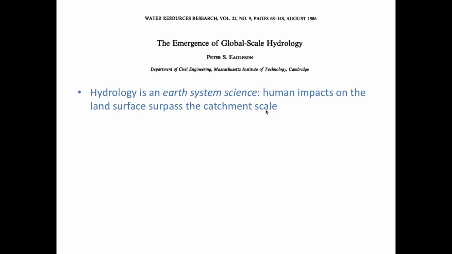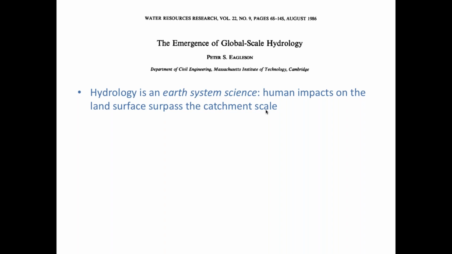I think I must have read most of the papers in that issue, and one of them was about the emergence of global scale hydrology. And in that paper, Eagleson came up with a number of observations. One important one, which seems to be regular thought these days, but at that time was a new thought, is that hydrology is basically an Earth system science, and that human impacts are surpassing the scale of a catchment. This means that land use change, climate change, of course, but also direct changes to the hydrological cycle, think about water abstractions and dam building, occur at basin scale or up, and certainly have impacts larger than a catchment.